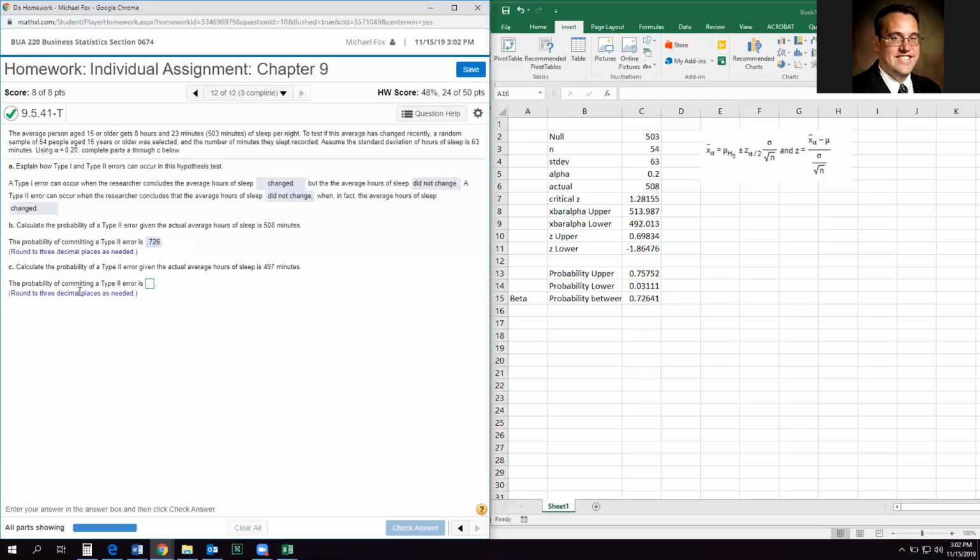Then it's going to ask us to calculate the probability of type 2 error given the actual average hours of sleep is 497. So I'm just going to change the actual to 497. Our calculator is good, so our new beta is 0.696.